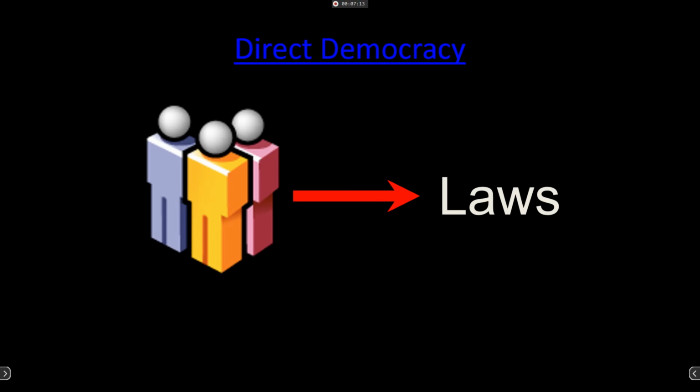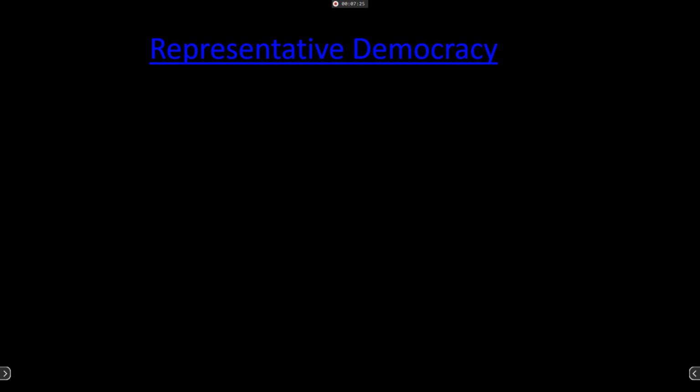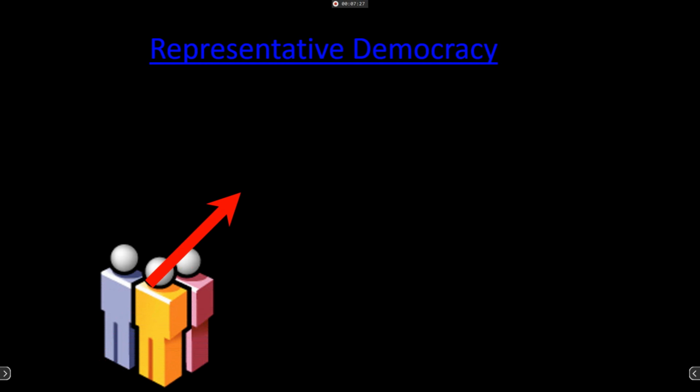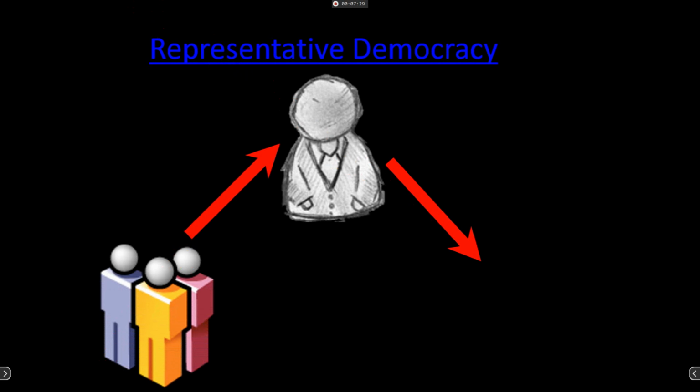However, that is not what we have here in the United States. It would take far too long to run a government where 350 million people could make any law they wanted, anytime they wanted. We would never get anything done. So what we have is called a representative democracy. You have the people who elect a representative who makes the laws for them. Now, if you don't like the representative, or the representative does things you don't like, you vote them out of office. And children, that is how it goes.